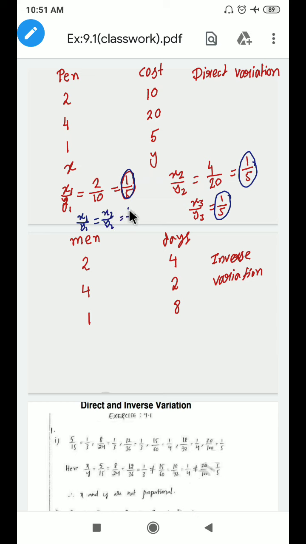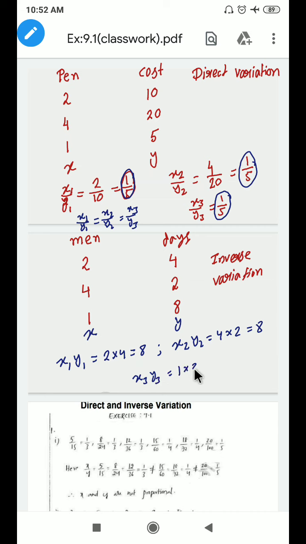Clear? So how do we know whether a variation is inverse variation or not? Look here, suppose this is x and this is y, so this one is x1, this is y1, this is x2, this is y2, this is x3, this is y3. Now if you multiply x1 into y1, you will get 2 into 4, that is 8. Then x2 into y2, you will get 4 into 2, that is 8. Now x3 into y3, you will get 1 into 8, that is also 8.